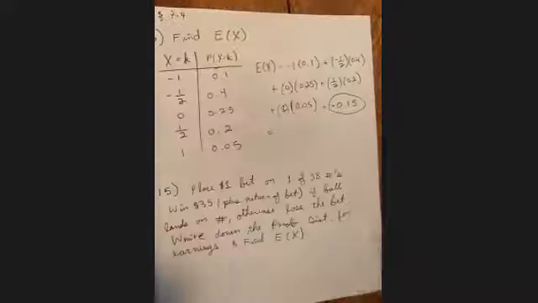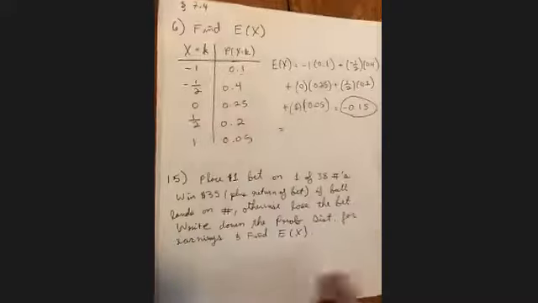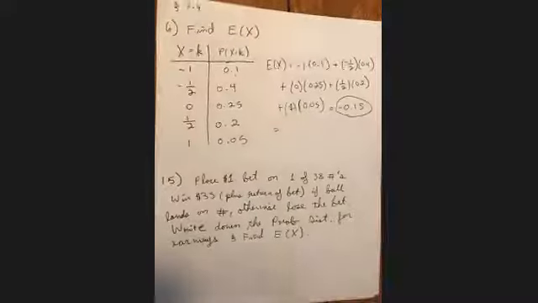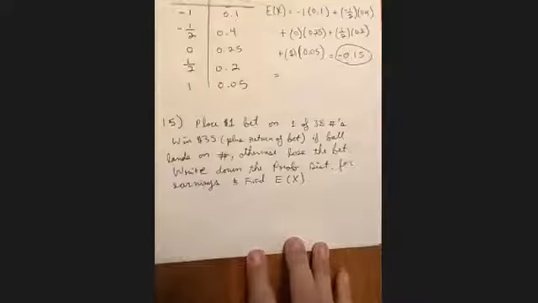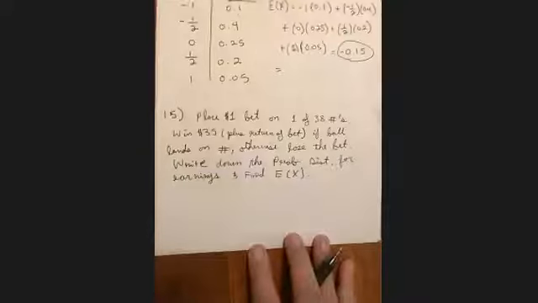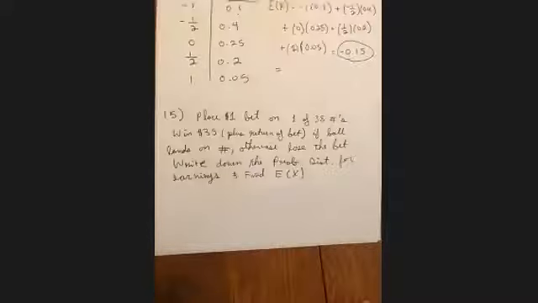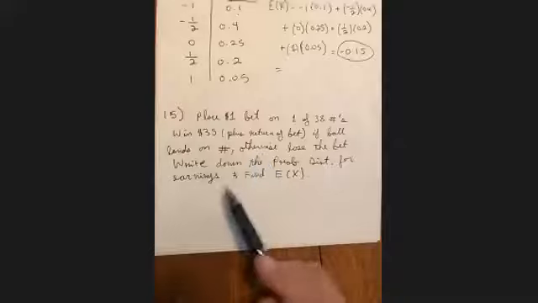So that's how you calculate expected value. Getting a negative result is not a problem whatsoever. Okay. Next problem is problem 15. Here they say you place a $1 bet on 1 out of 38 numbers in a game of roulette. You'll win $35 plus the return of your bet if the ball lands on the number that you choose. Otherwise, you'll lose the bet.